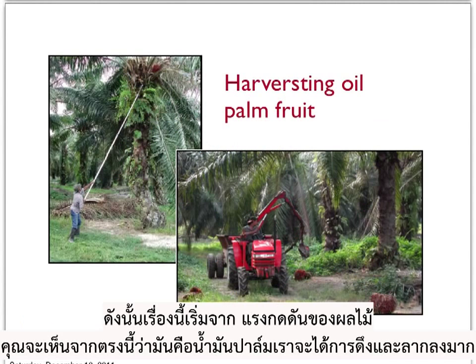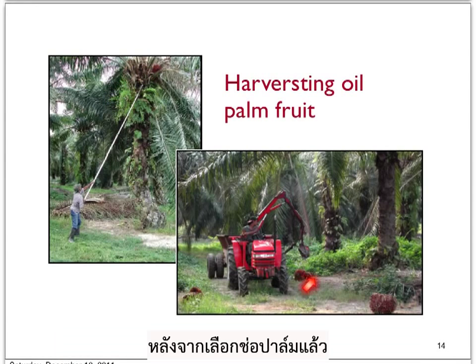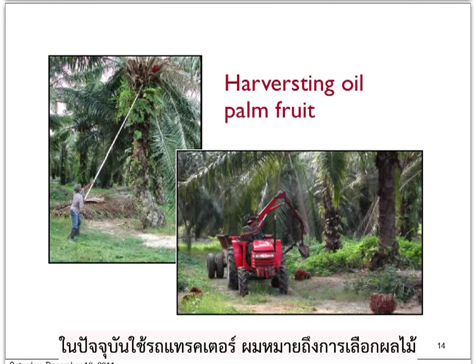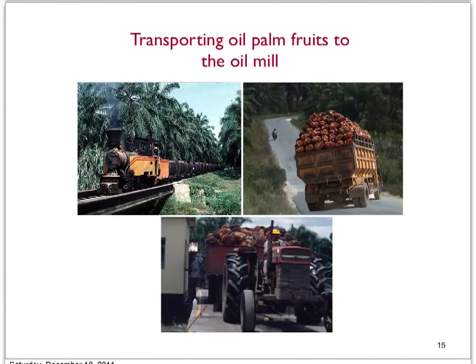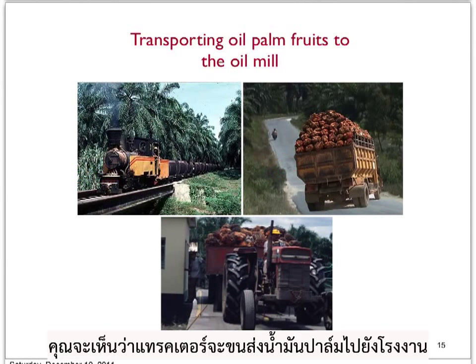So the story starts from the plantation. You can see the oil palm tree is now quite tall, so we have to use a pole to bring down and harvest the fruits from the tree. It's not a very easy job, I can tell you. Then the fruit bunches will be collected. These days we can use a tractor or other modern means to collect the fruit. Then the fruit will be transported by train or by lorry to the factory.